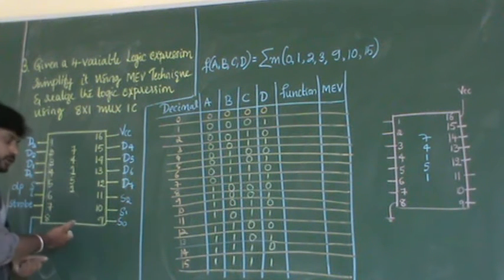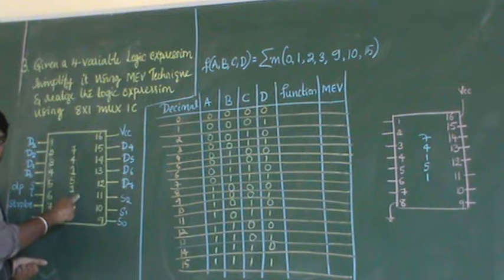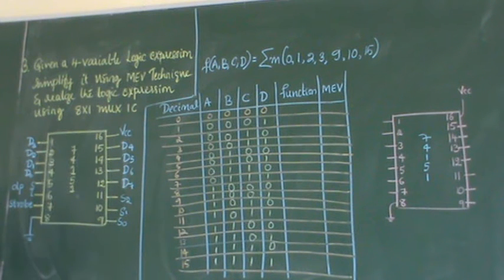So this 8x1 mux IC number is 74151. And how many pins are there for this? If you observe, 1, 2, 3, till 16. There are 16 pins. The pin configuration is also given here, and in the exam also they will be giving this question, and along with that they will be giving this pin configuration. There is no need to memorize it.